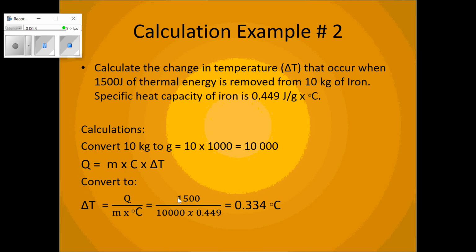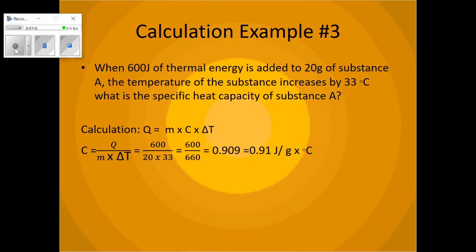So that in your calculator runs a little bit like this. You're going to have 10,000 times 0.449, which is going to give you 4,490, I believe. And then you're going to take 1,500 and divide that number by 4,490, which will give you 0.334 degrees Celsius. So the change in temperature here is actually only 0.334 degrees.